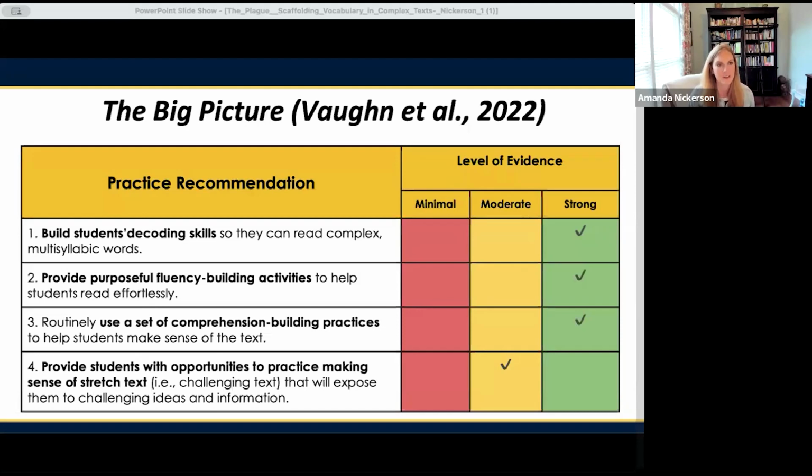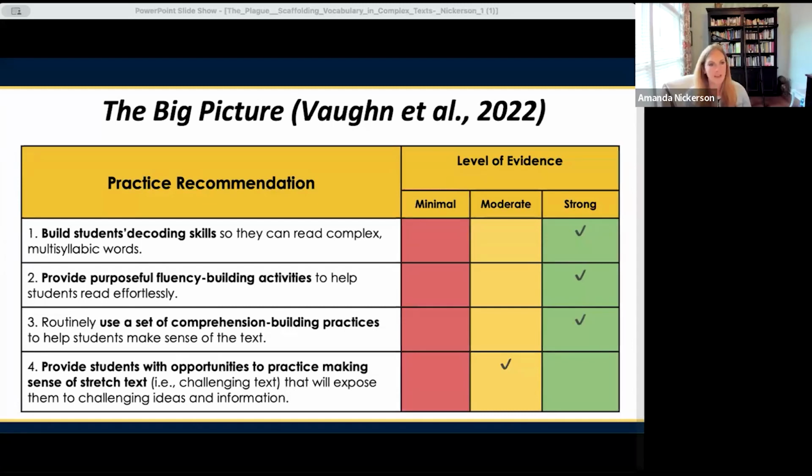Sometimes that might be taking an excerpt and chorally reading a part of it that you want to punctuate, or that students have historically had challenges over time, year after year. And you want to emphasize using a set of comprehension building practices to help students make sense of the text, things like getting the gist or writing summaries. And then we want to provide students with opportunities to practice making sense of stretched text, those challenging texts that will expose them to challenging ideas and information.